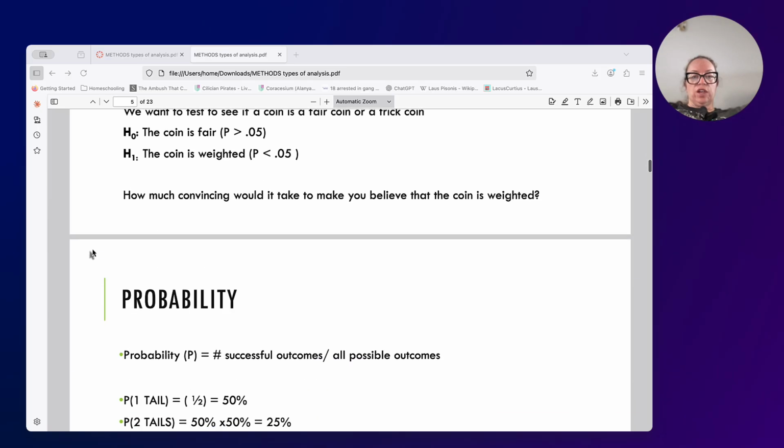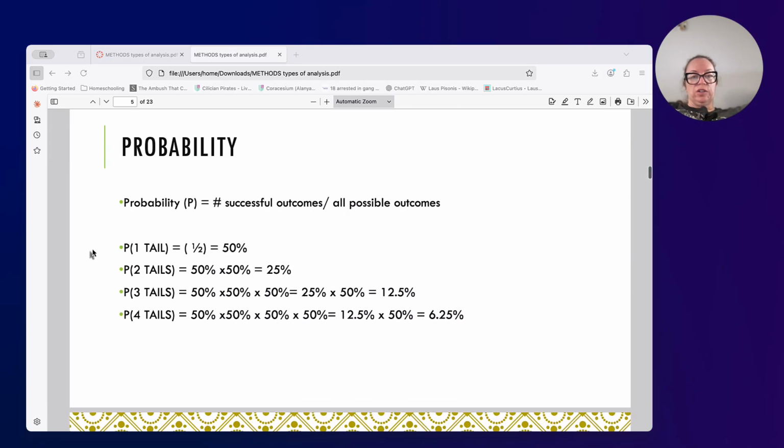So if we take a look at this, okay, this is basic probability. Basic probability is such that our number of successful outcomes are divided by all possible outcomes. So if we take flipping a single coin, I have the example with tails here. If we flip a single coin and we want to predict how likely we are to get tails, tails is one out of our two possible outcomes, so that would be 50%. If we get 2 in a row, we have to multiply these probabilities together. If we get 3 in a row, we have to multiply all 3 of those probabilities together, and so on.